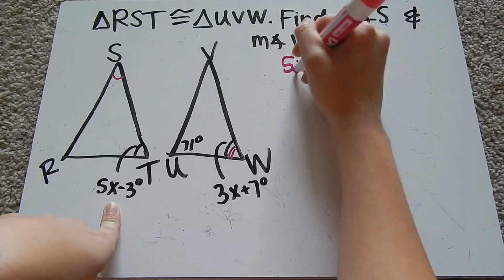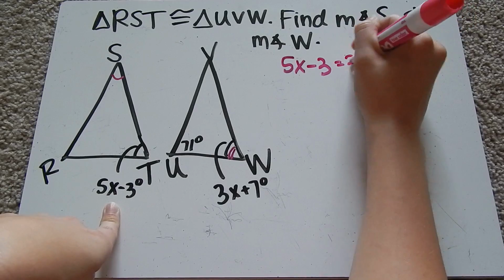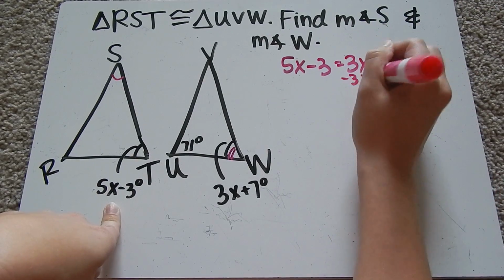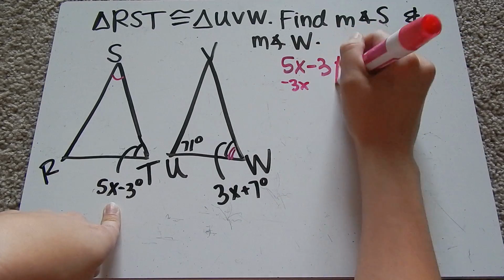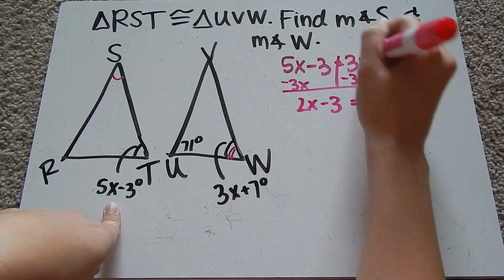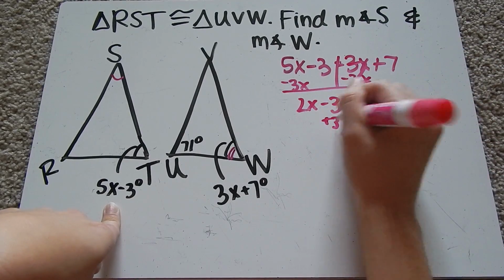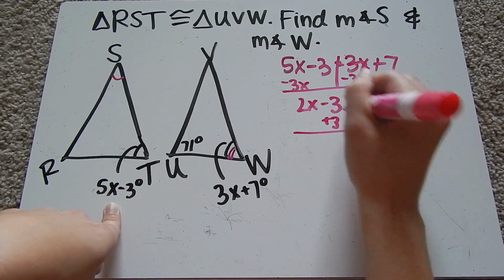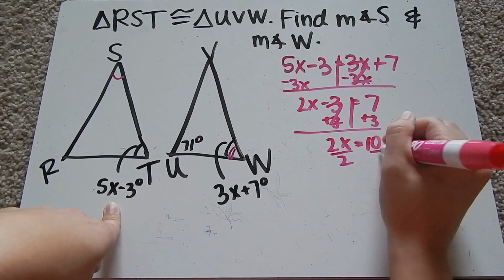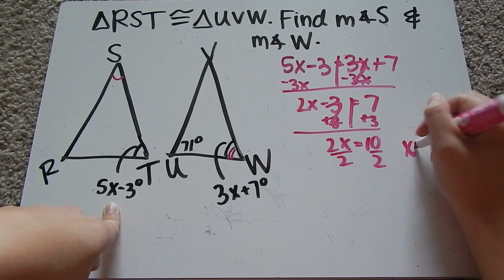So 5x minus 3 equals 3x plus 7. I'll move the 3x over. 2x minus 3 equals 7. Add 3 to both sides. 2x equals 10. Divide by 2, and so we get x equals 5.